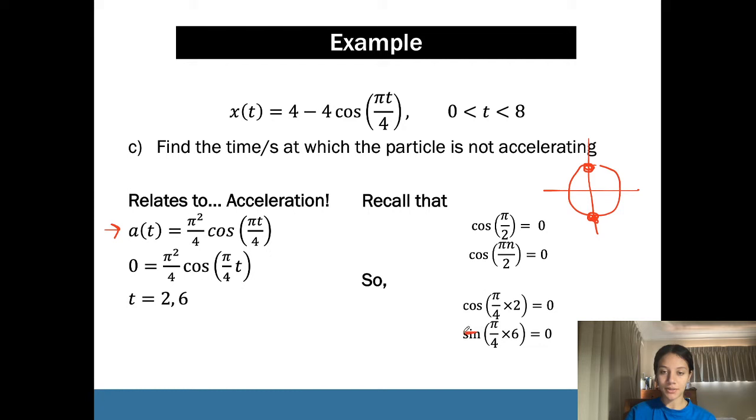That should be cosine as well, so ignore that bit. So the times are at 2 and 6.